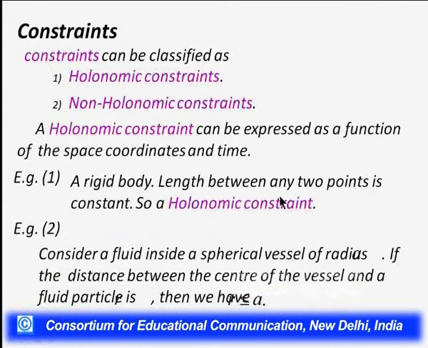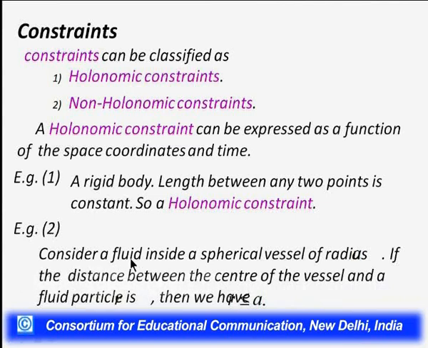Constraints can be classified into two parts. First is the holonomic constraint, and second is the non-holonomic constraint. What are holonomic constraints? Those that can be expressed as a function of the space coordinates and the time. An example is a rigid body. If the length between any two points is constant, it is called a holonomic constraint.